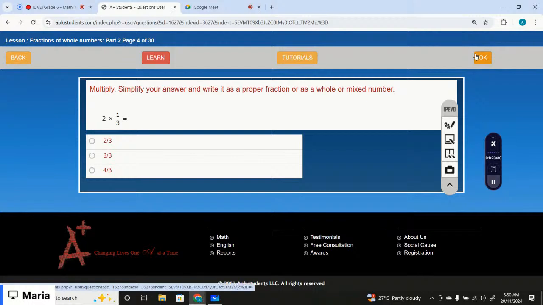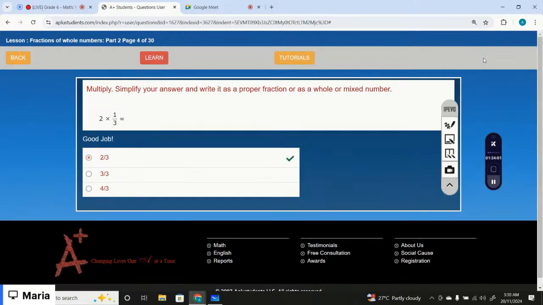The next one is 2 times 1 over 3. So which is the correct option? Very good. That is 2 by 3. Option number one is the correct option.